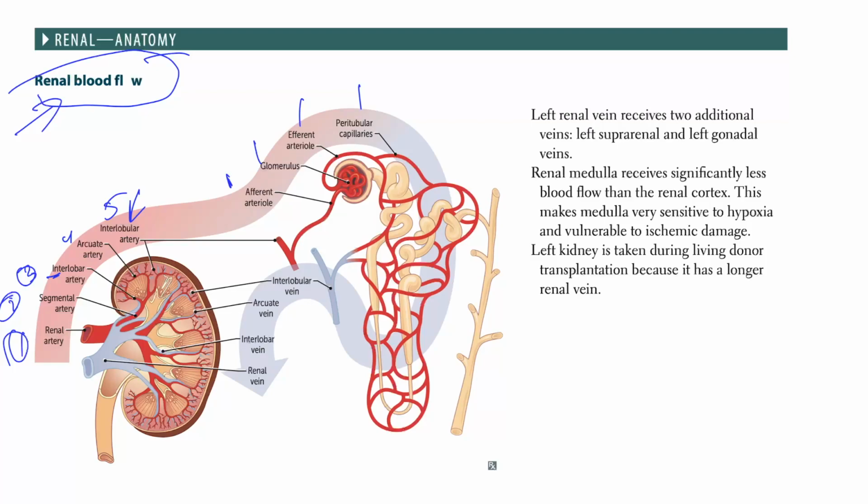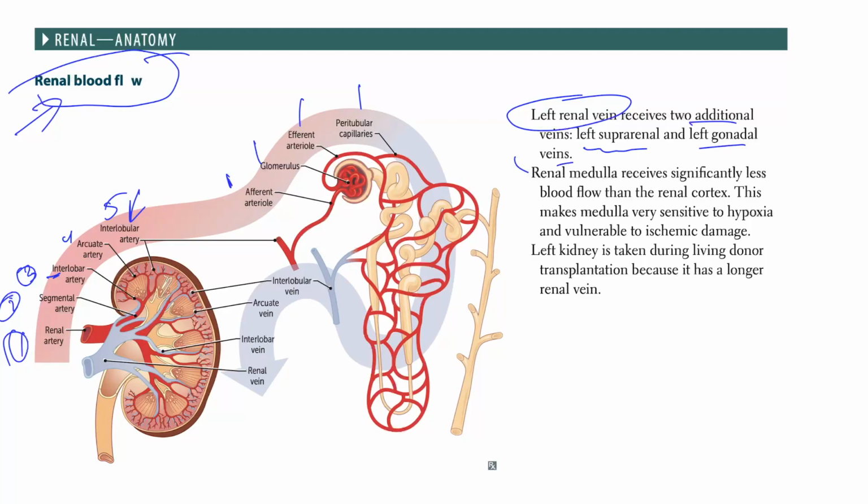Okay, so let's read. The left renal vein receives two additional veins. So they're talking about the vein. It receives the left suprarenal vein and left gonadal vein.